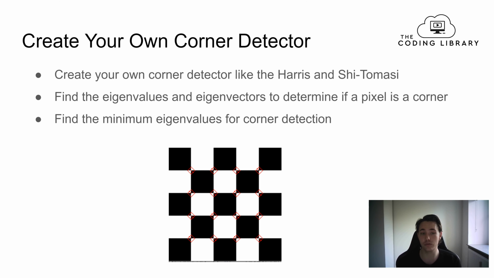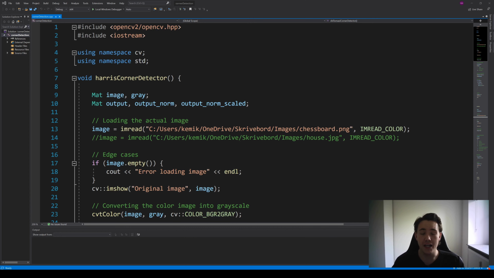When we create our own corner detector here, we need to find the eigenvalues that we talked about, and also the eigenvectors, to determine if a pixel is a corner. Because when we're using eigenvalues and eigenvectors, we're actually looking at the transformations and the differences between the pixel intensities, and then we find the minimum eigenvalues for the corner detection, and then we use those to determine if this is a corner or not. So it's possible that we can create our own corner detectors as well, just like the Harris and the Shi-Tomasi corner detector.